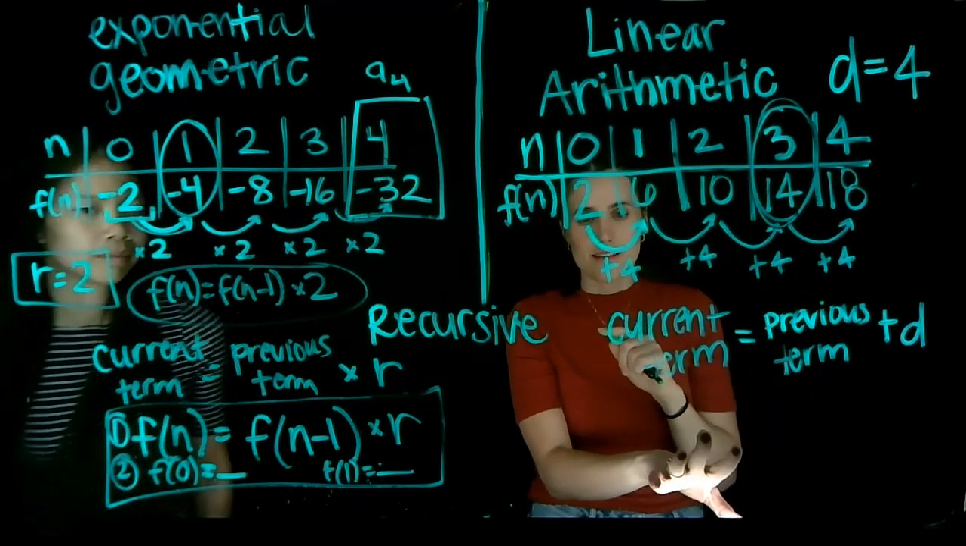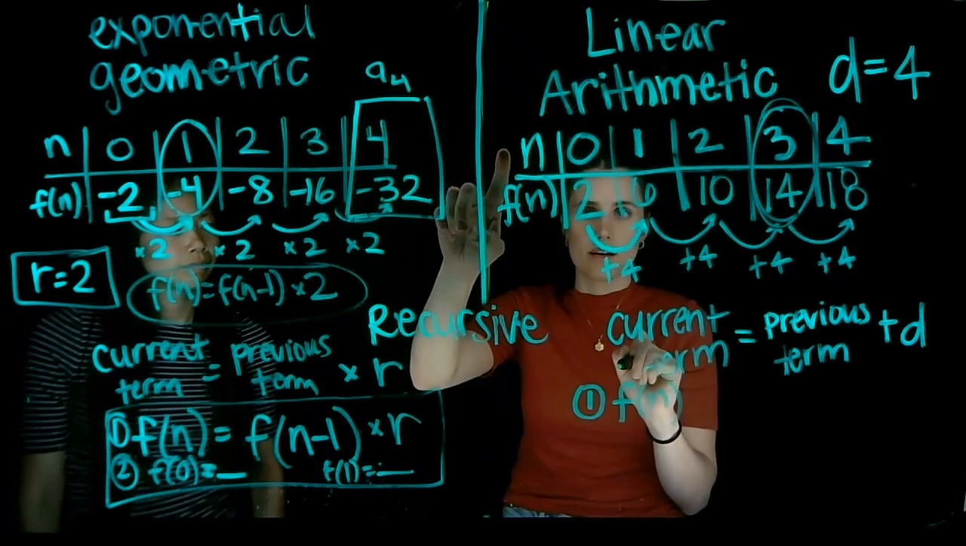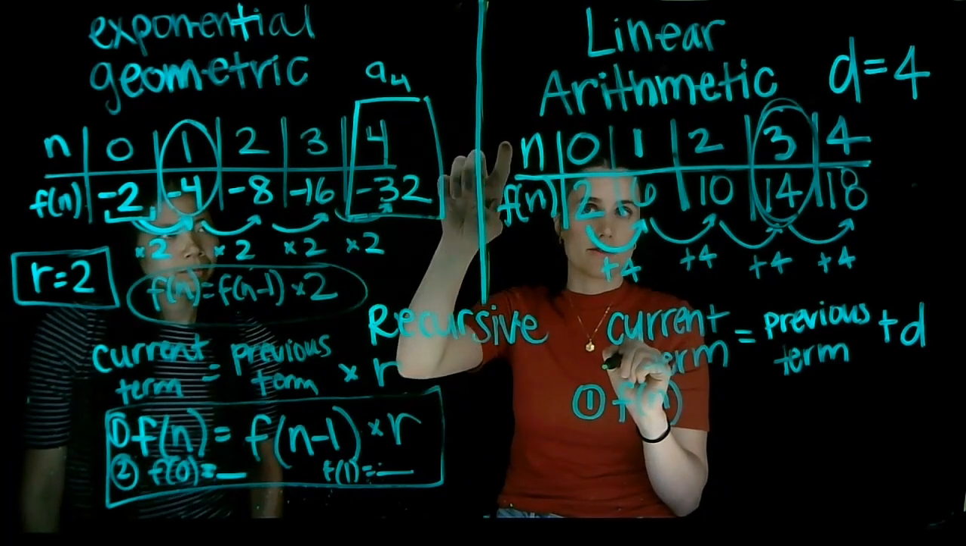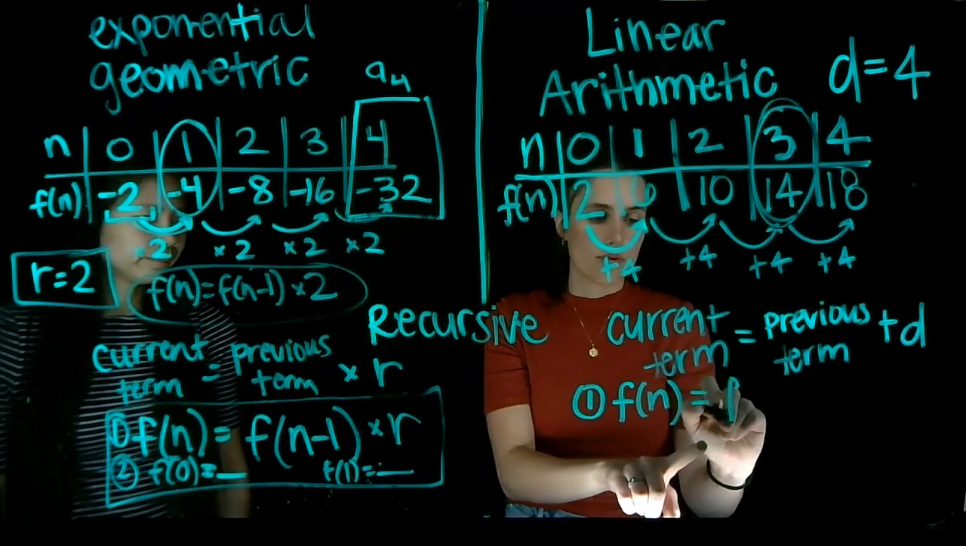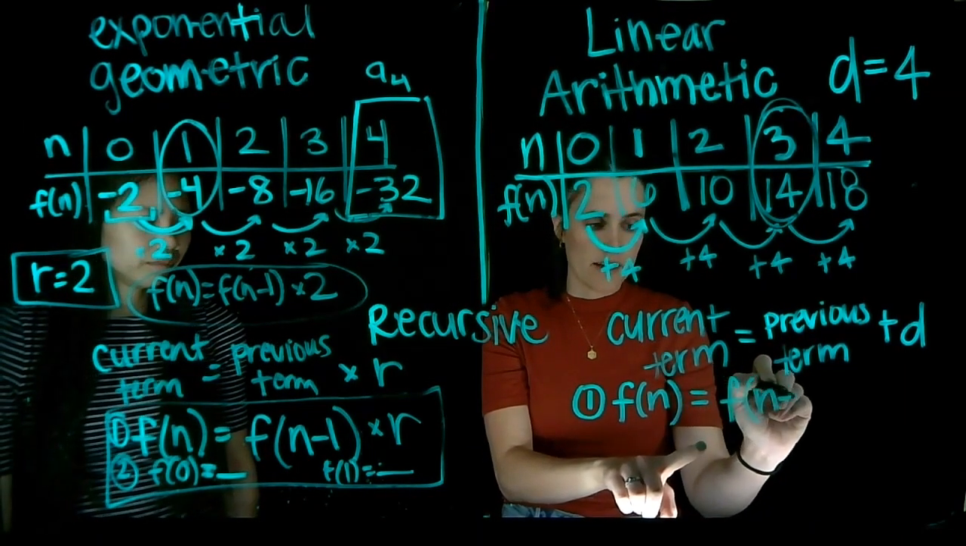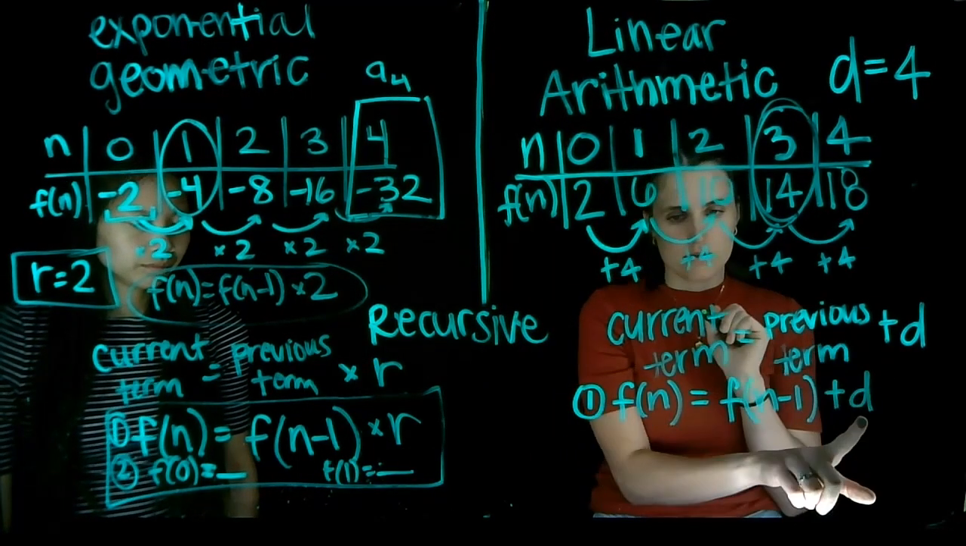We'll now write this in algebraic terms. We will have our f of n, because we changed this from x and y to n and f of n. So this is our current term, and it's going to be equal to our previous term, which is f of n minus 1, just like it was over here. f of n minus 1 plus d, our common difference.